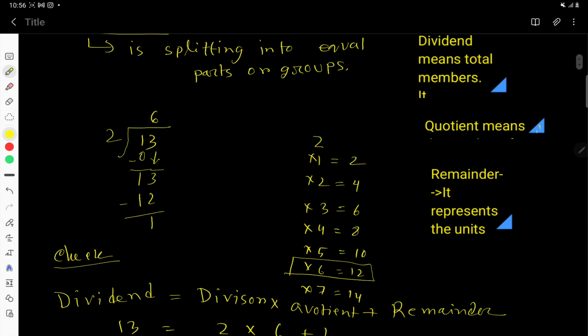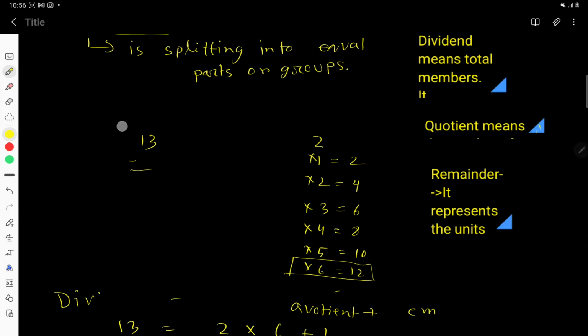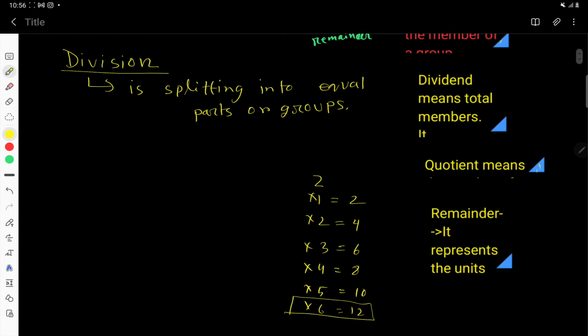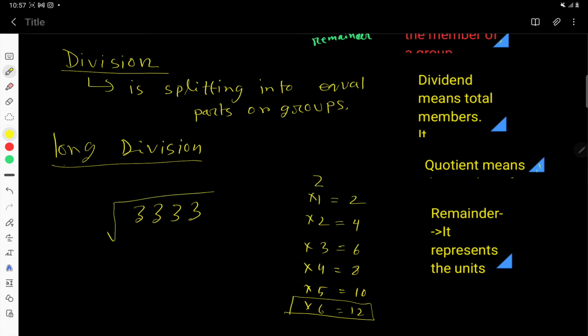Okay. So now let me introduce you to long division. How can you proceed with long division? What do you mean by long division? Long division is a process of dividing a large number into parts. So let us take a long number. Let us divide this number by 3.